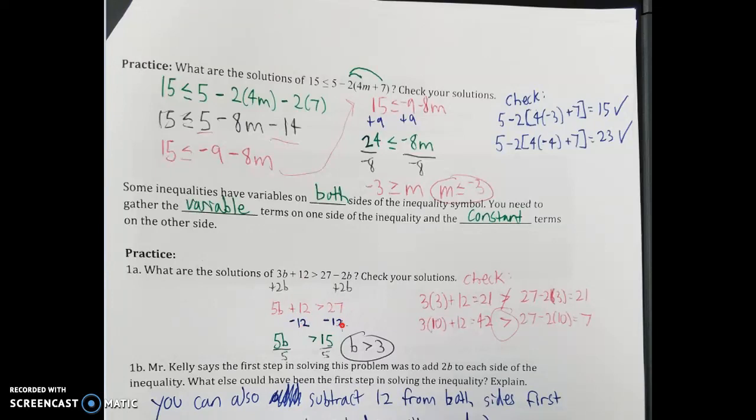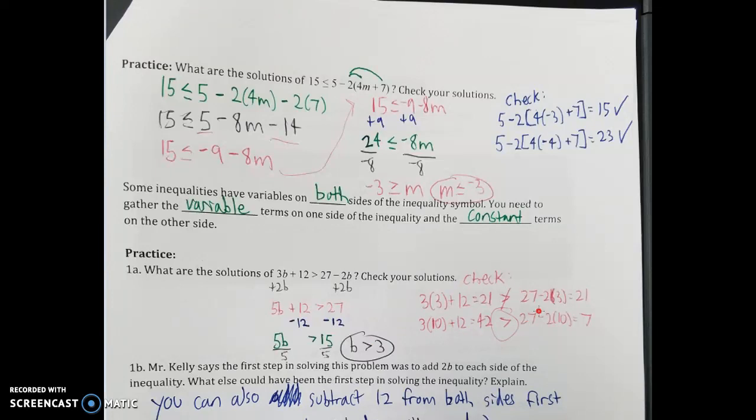So subtract 12 on both, and I get just 5b, which is what I wanted. Variables isolated on the left. 27 minus 12 would be 15. Last step is to divide by 5. And remember, we're not switching the sign because we divided by a positive. So b would be greater than 3.